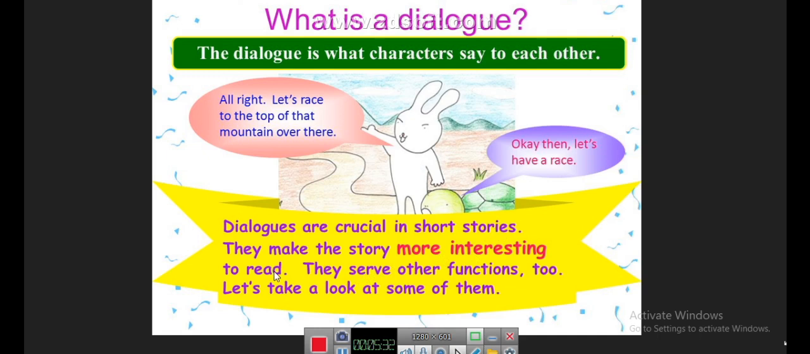When you start reading dialogues in the story, when you find there are lots of dialogues in the story, you feel more attached to the story, you want to read more, right? So when you read the dialogues in the story, this makes the story more interesting, more fun to read. And they are really important to short stories, as I told you. Okay, and we're going to look at some of them in our story.